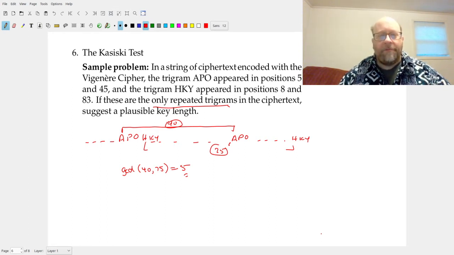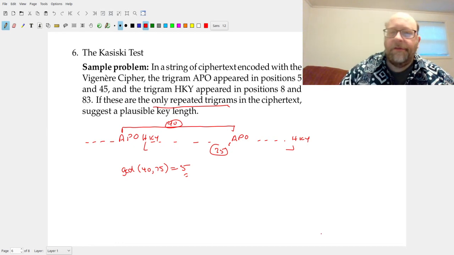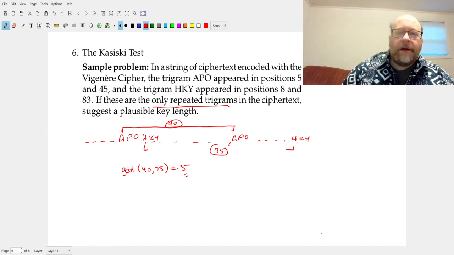Now, it's always possible that a trigram could be repeated just coincidentally. We saw an example of that one time. But the odds are much greater that the repeated trigram is indicative of a pattern in the ciphertext in the Kasiski test. All right.